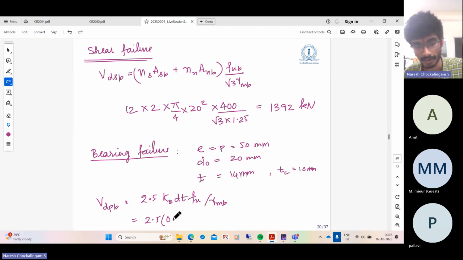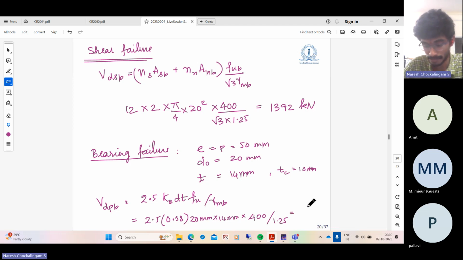So kb is 0.58. The nominal bearing area is d times t. What is d? d is 20 mm. For the thickness, if you consider the plate itself, it is 14 mm. The cover plates are obviously smaller because there are two cover plates resisting half of the load. You can take 10 mm, but that value has to be multiplied by 2 because there are two such cover plates. So obviously 14 mm will govern the design. Into fu, which is either fu of the plate or the bolt. In this case, fu of the bolt is smaller, so you take 400 divided by gamma m, which is 1.2.